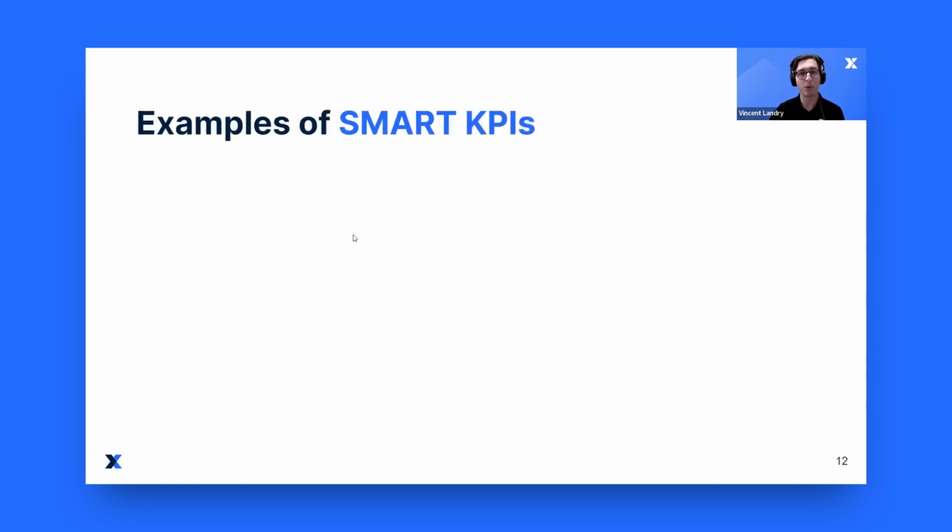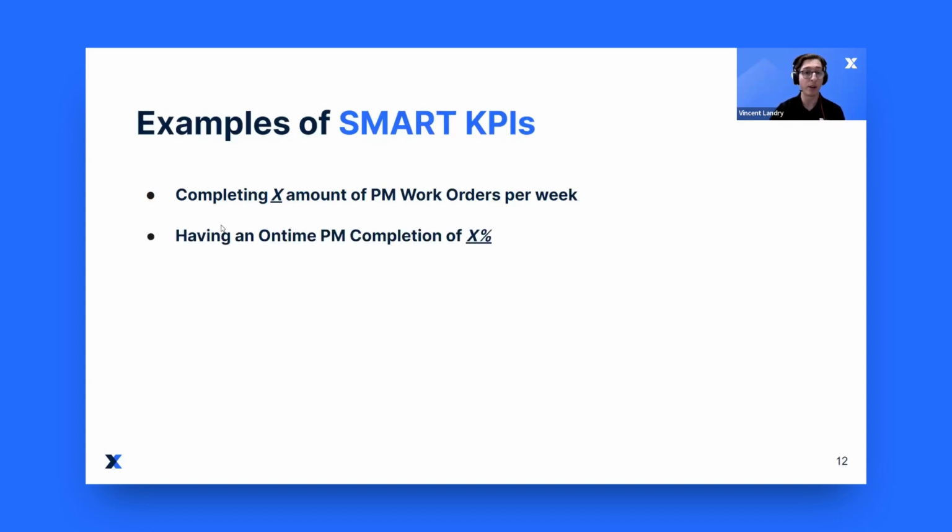So here are a few examples of smart KPIs that should be applied on the creation of a PM program. So completing a certain amount of PM work orders per week. As I was saying, we could have an on-time PM completion of a certain percentage as well. So we want to make sure that not only we perform our PMs, but we also perform them on time. So if we need to do them every month, are we completing them before the end of the month? Or are we pushing them back a couple of weeks, and instead of doing it every month, we're doing them every 6 weeks or something like that?